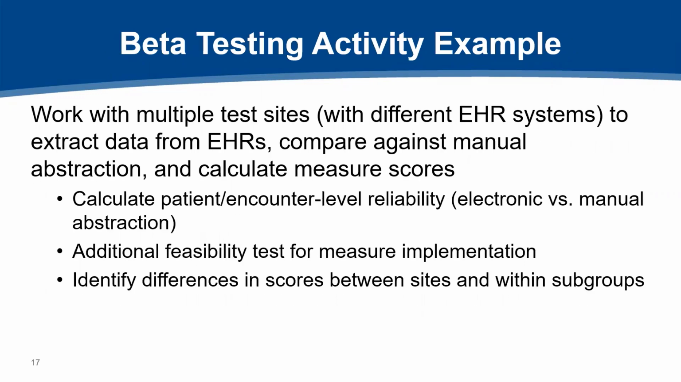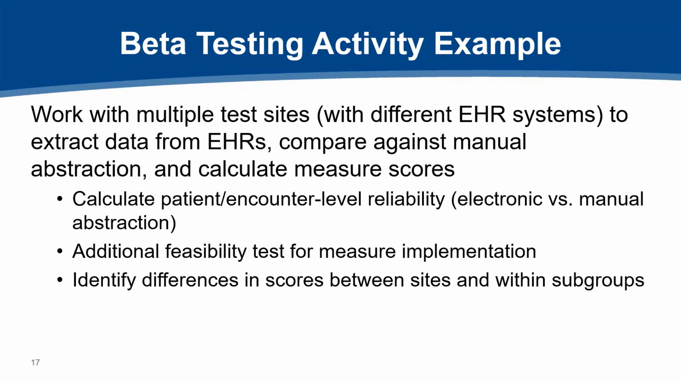So here we have an example of what some beta testing activities might look like. In beta testing, rather than working with your in-house data set, you might enlist multiple test sites that use different EHR systems to extract data, compare those data against manual chart abstraction, and to calculate measure scores. So you could calculate patient encounter level reliability. You can conduct additional feasibility tests at these new sites that will help identify any implementation barriers and burdens. You can identify differences in calculated measure scores between sites and within subgroups.